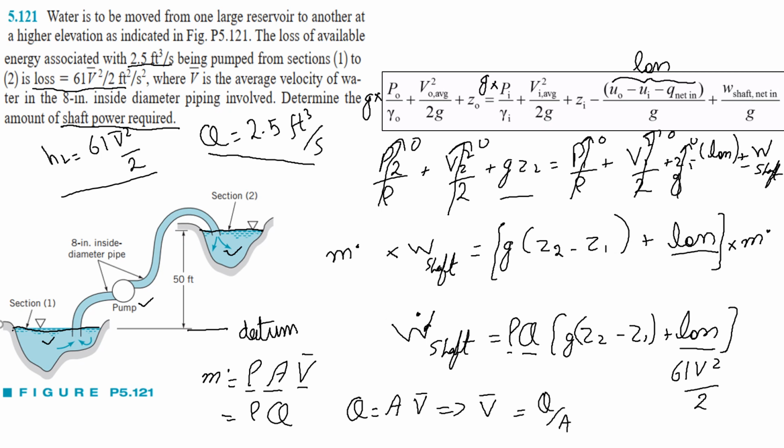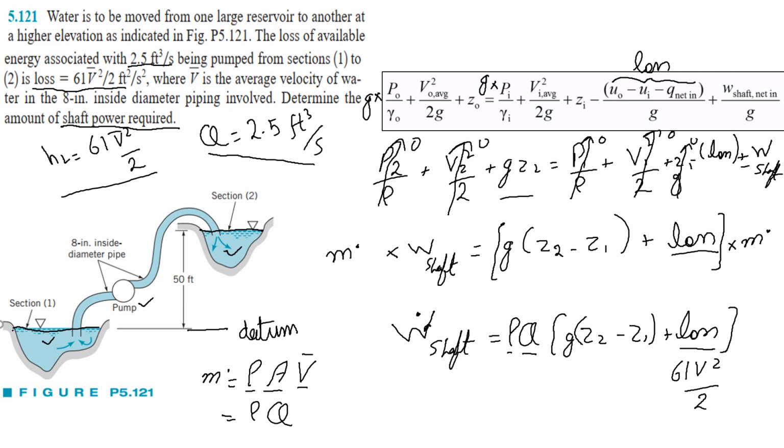So volumetric flow rate is given. The area of this pipe is pi by 4 d square. Diameter of the pipe is 8 inches. So that is 8 squared, pi by 4 d square. So that will be our area. We will put our value of volumetric flow rate and we will get our average velocity. And from that, we just need to put that term instead of the loss, and we can find our power that is required to pump the water from lower section to the upper section.